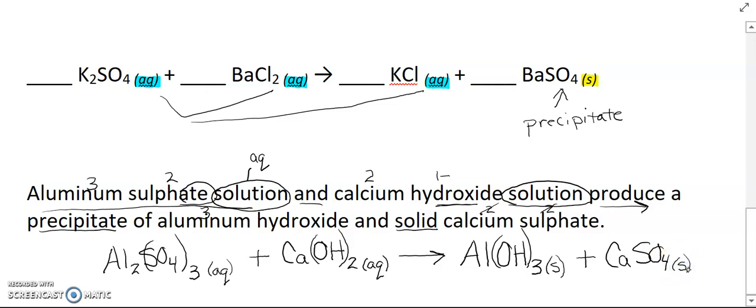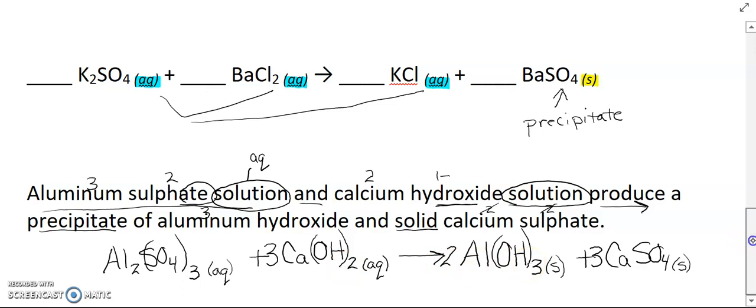Yes, both of these equations would need to be balanced, and to balance these equations, I would need to put a 2 in front of here. That gives me 2 aluminum on both sides. I have 3 sulfate, so I would have to put a 3 in front of here. That gives me 3 sulfate, but it also gives me 3 calcium, so I'm going to put a 3 in front of my calcium. And I have 6 hydroxides and 6 hydroxides, and it's a balanced equation.